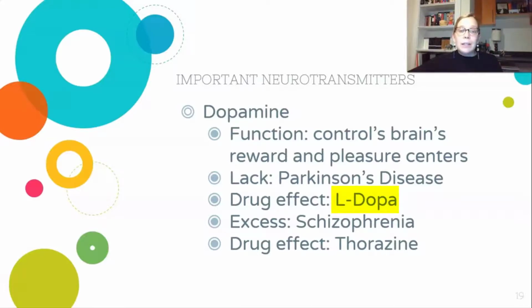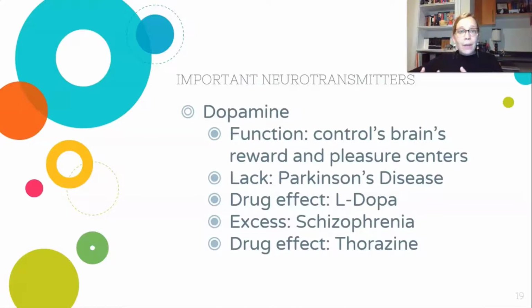L-Dopa is a dopamine agonist. So that means that it mimics the function of dopamine. So for a Parkinson's patient who is lacking in that dopamine functioning, they need more of that, and so they are prescribed L-Dopa, which convinces the brain that it is getting dopamine.